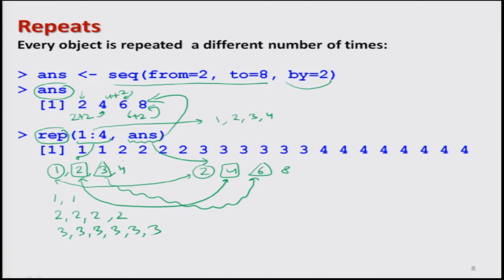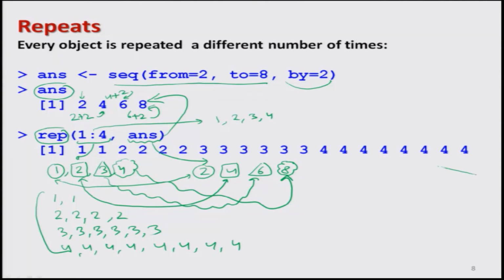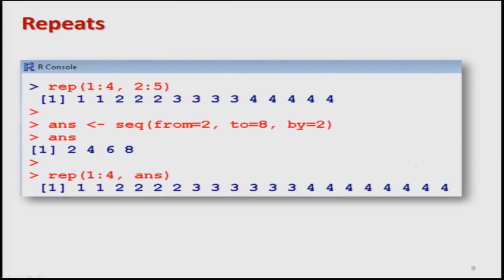And similarly here in the fourth option, this fourth is matched with the fourth position in the second vector, and that is 8. That means 4 has to be repeated 8 times. And this entire sequence of values is obtained here, that you can see. Right, and here is the screenshot of the same thing.